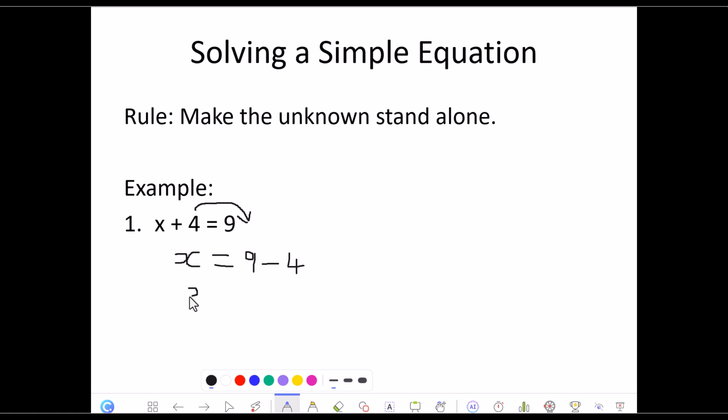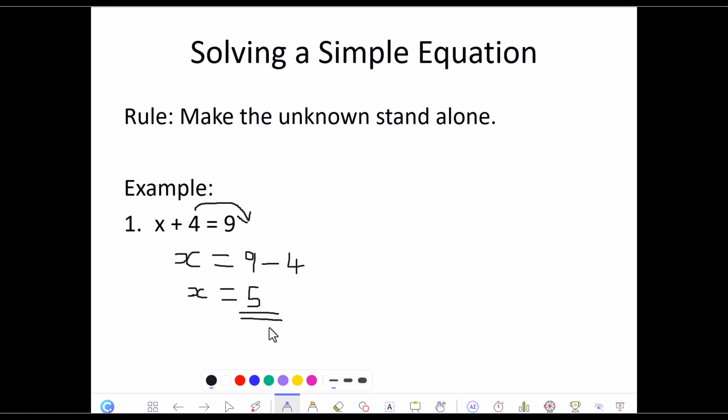So x is now standing alone. So our solution will now be 9 minus 4, which is 5. So that is all, and that is the answer. You can see it, very simple mathematics, very simple mathematics. That's why we call it simple equation.